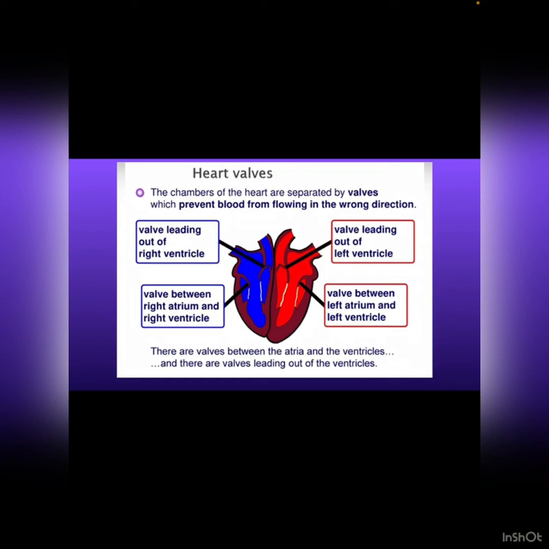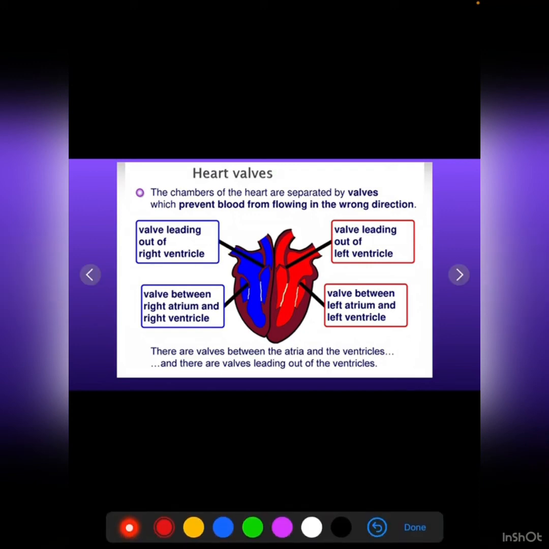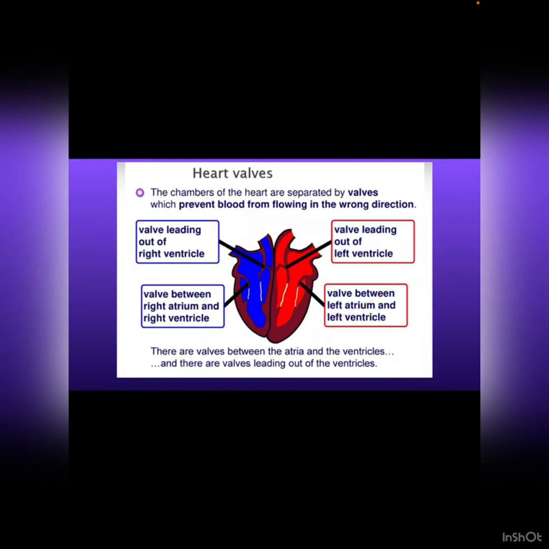And it has valves that separate atrium and ventricles. And these valves don't allow the blood to flow backward. It means it allows the blood to flow in one direction only. That's why heart valves prevent the mixing of the blood.